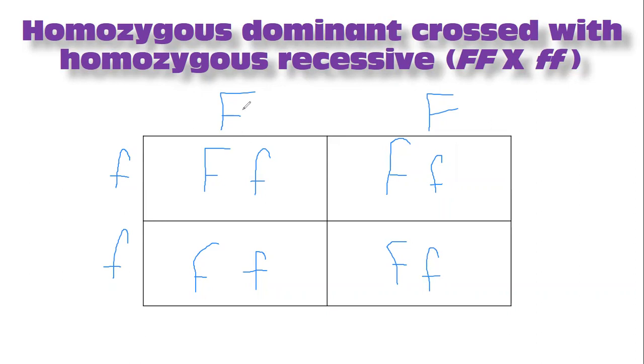During meiosis, each allele will be separated. So this parent will donate a capital F to each one of their offspring, 100% of their offspring, and the other parent, because it is homozygous recessive, will donate one small f to all of their offspring. So 100% of the offspring will be heterozygous, so they will have the purple color. So the genotype is 100% heterozygous and the phenotype is 100% purple.